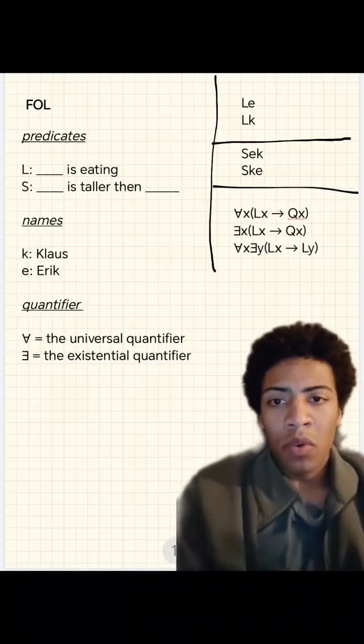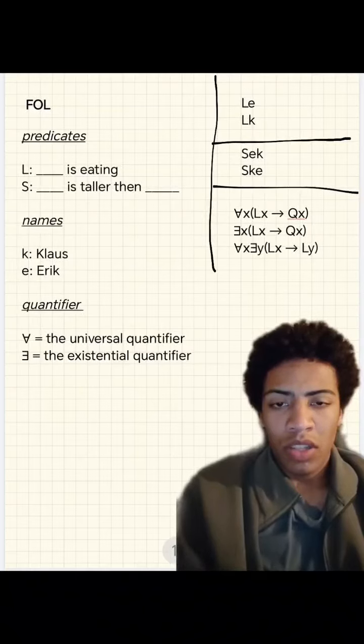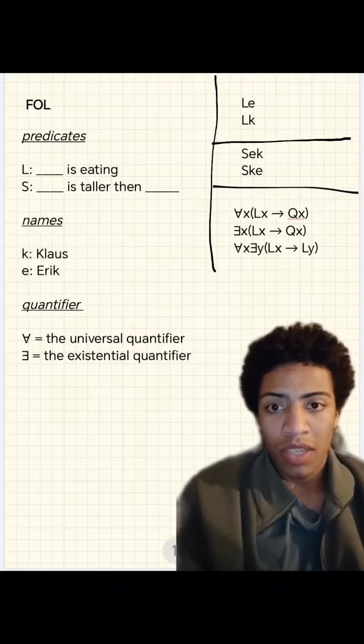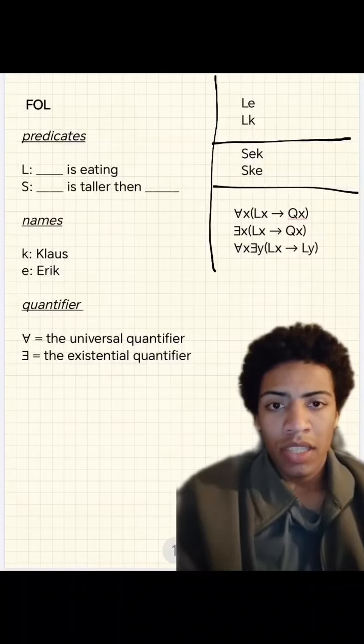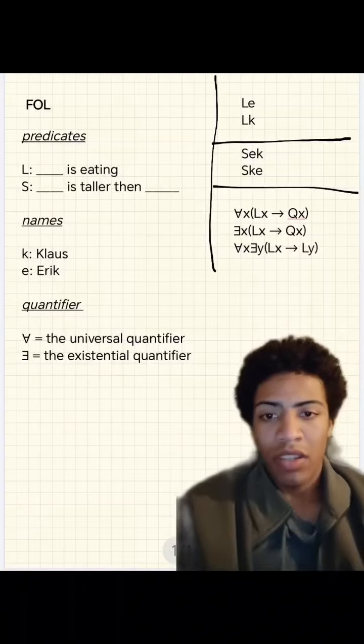And then, for example, S is "input is taller than input", where it gets a little more interesting. There you can, for example, put in Klaus and Eric, and the order of the variables is the order in which they're input. So, for example, SEK is Eric is taller than Klaus, but SKE is Klaus is taller than Eric. Okay, so that makes sense.